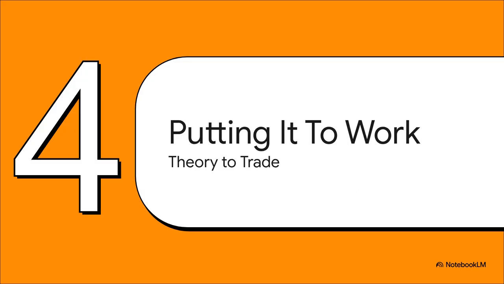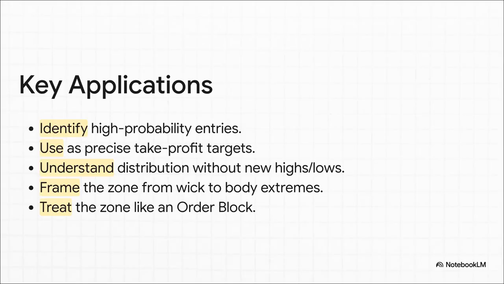Okay, so we've identified both the bearish and the bullish patterns. That's great, but how do we actually use this in our day-to-day analysis and trading? Let's go ahead and bridge that gap from just theory to real practical application. The thing about rejection blocks is that they're incredibly versatile. For one, you can use them to pinpoint high-probability entry zones. Just treat them like you would an order block.